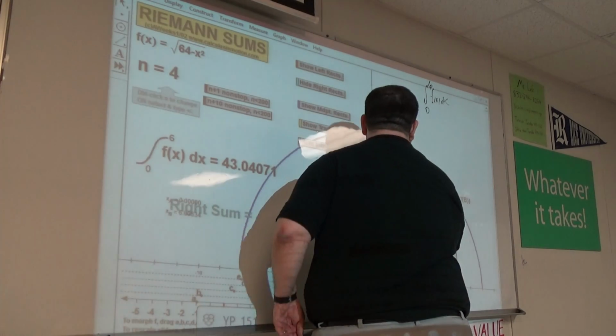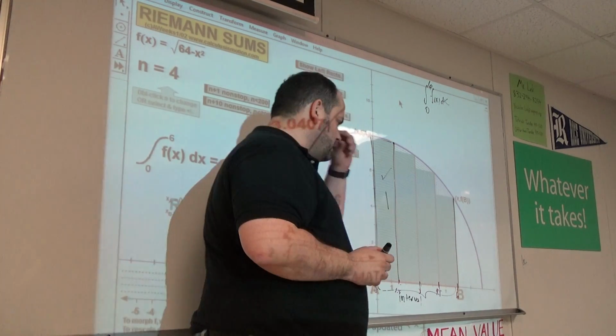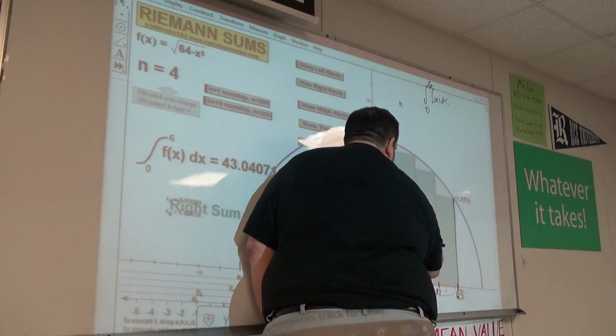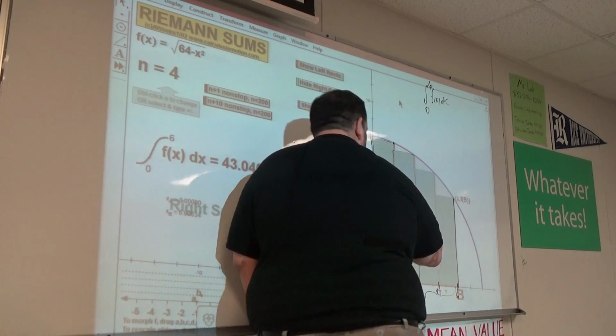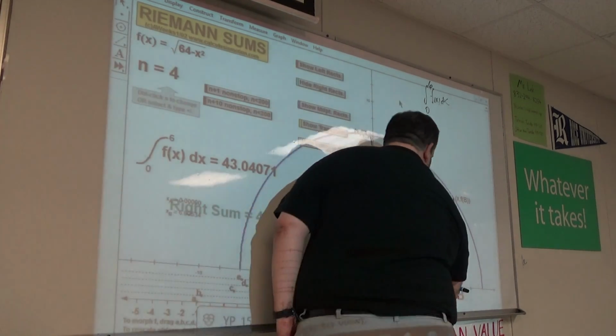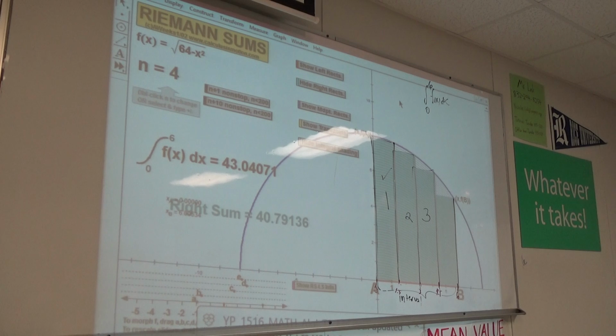That's the first rectangle. Can somebody tell me about the area for the second? Let's get some hands on this. Tell me about the area for the second. Amy, what's the area for the second one going to be? 1.5 times f of 3, because 3 is the right endpoint. Up, over, down. Somebody tell me about the third one. Eunice, what you got for me? Plus 1.5 times f of 4.5, because 4.5 is the right endpoint. And that last one, Jonathan, tell me about that last rectangle.